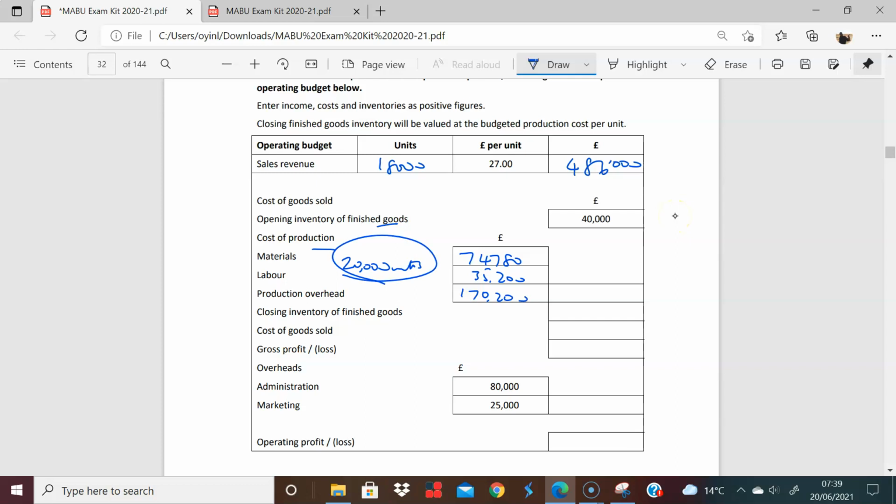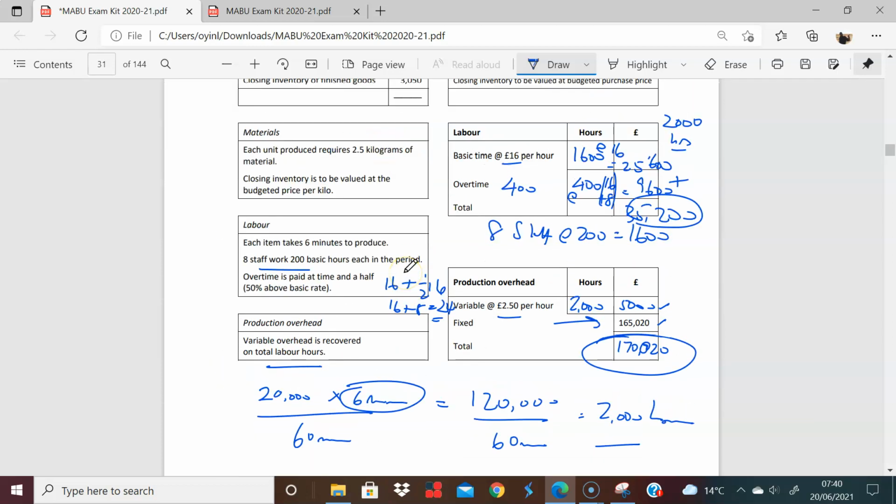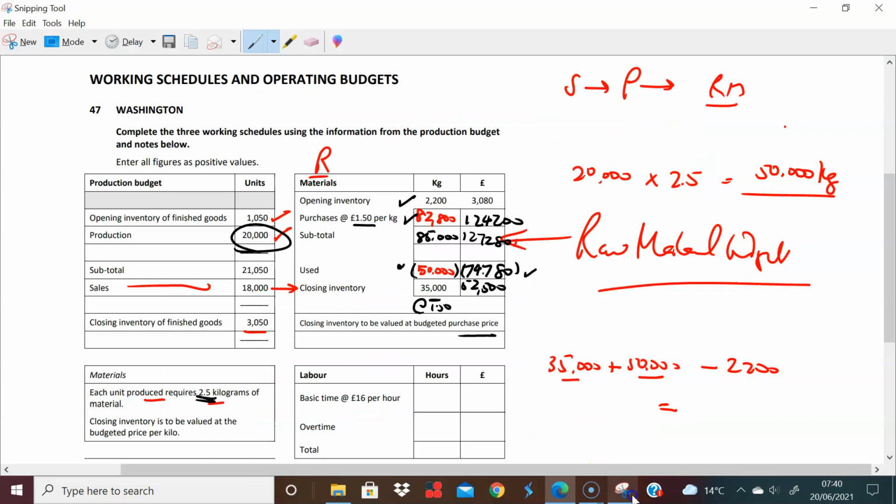So let's work that out. We have 74,780 plus 35,200 plus 170,200, which comes to 280,180. I'll just do that again just to be sure. 74,780 plus 35,200 plus 170,200 is 280,174. Right, yes, I'm good.